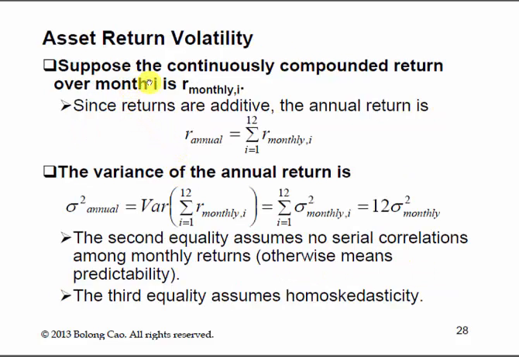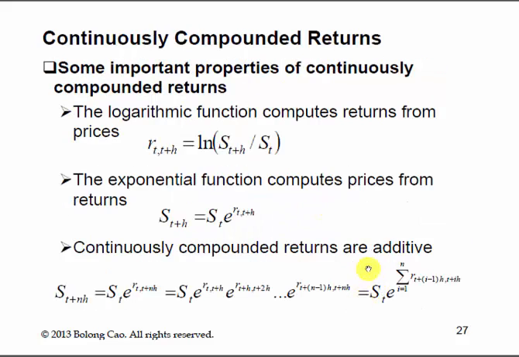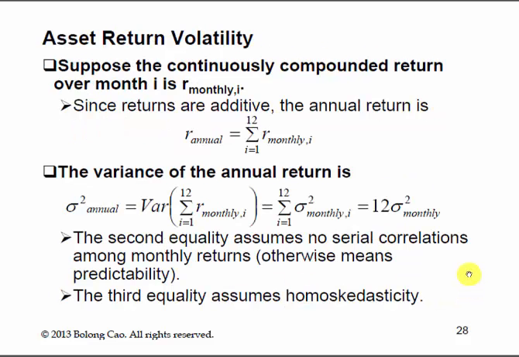Okay, so let's assume that for each month, the continuously compounded return is R monthly i. And then the annual return will be the summation of the 12 monthly returns. Okay, 12 monthly returns. It just goes back to here. In the power, all these powers actually sum up.